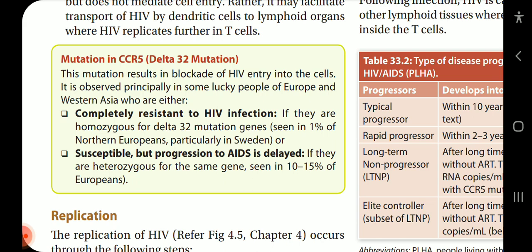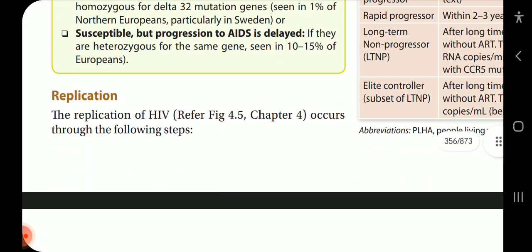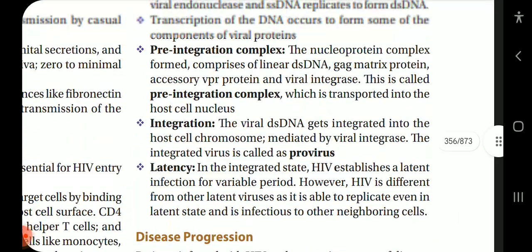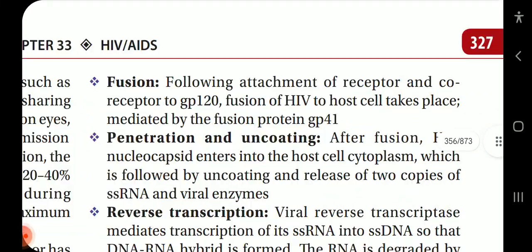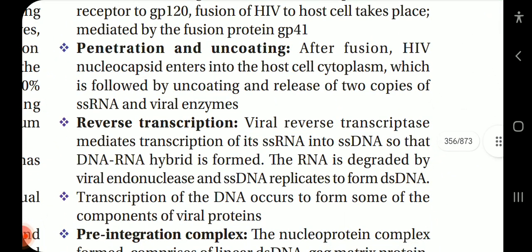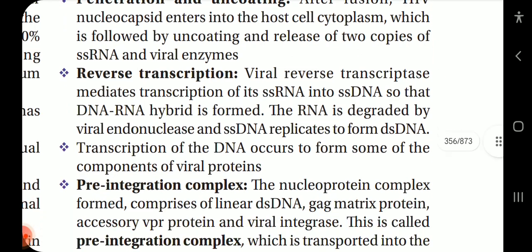Now we come to the replication of HIV. The replication of HIV, which is given in the previous chapter also, occurs through the following steps. First, fusion. Following attachment of receptor and co-receptor to GP120, fusion of HIV to the host cell takes place, mediated by fusion protein GP41. Penetration and uncoating. After fusion, the HIV nucleocapsid enters into the host cell cytoplasm, which is followed by uncoating and release of two copies of ssRNA and viral enzymes.